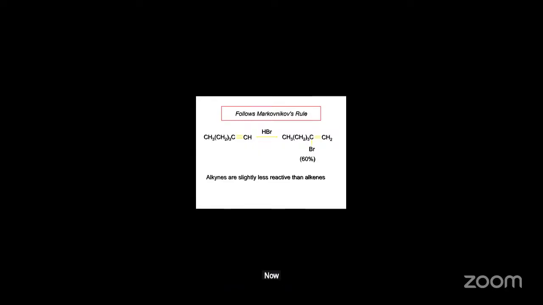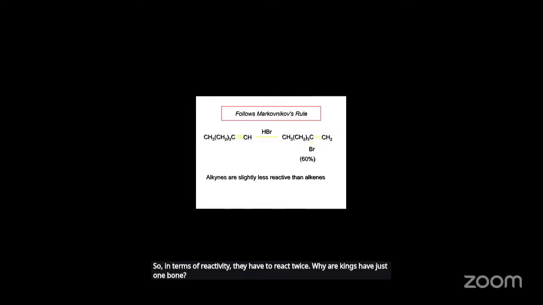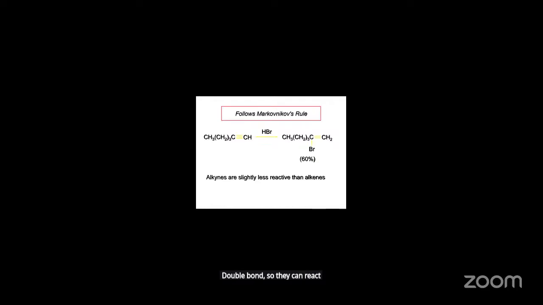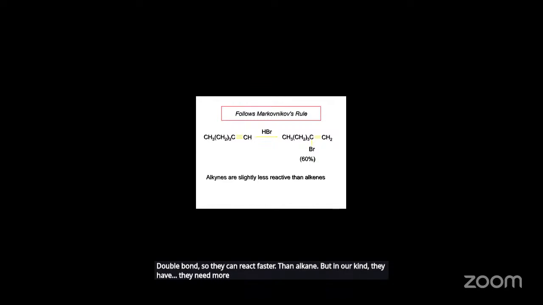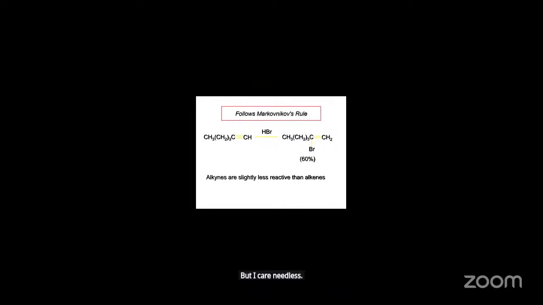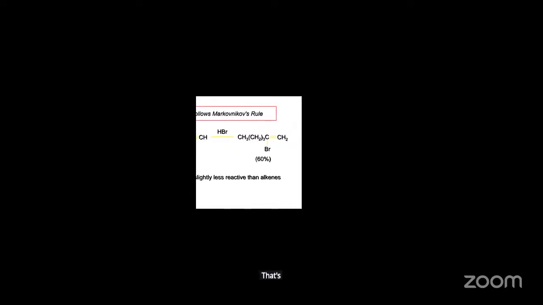Now, remember, alkynes have a triple bond. So in terms of reactivity, they have to react twice, while alkenes have just 1 double bond, so they can react faster than alkynes. In alkynes, they need more moles of reagent to react, but alkenes need less. So alkynes are slightly less reactive because they have so many unsaturations. Before you fill them, you have to go the extra mile. That's why they're slightly less reactive.